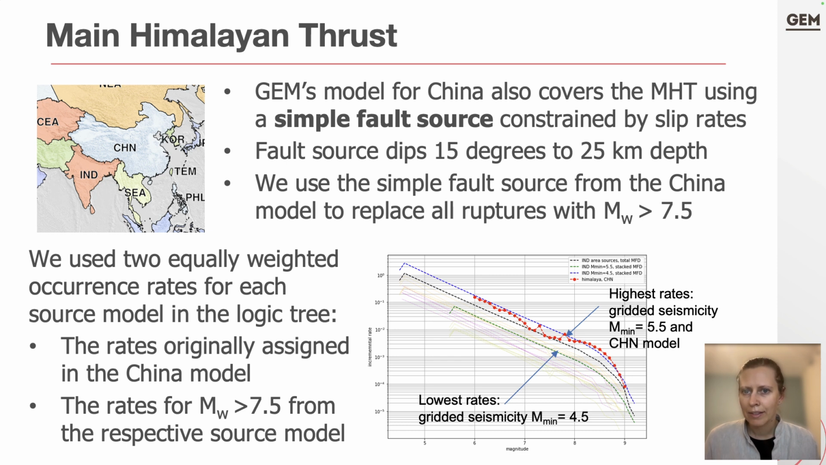We used this simple fault source from the China model to replace all of the ruptures with magnitudes larger than 7.5. And so for each of the source models in the logic tree, we actually used two different versions of this source, and we equally weighted them in the logic tree. We always used the same geometry, but we used two different sets of occurrence rates. The first one were those that were originally assigned in the China model, so this would be a tectonically constrained instance. And then in the second one, we used the rates that were assigned to other sources in the India model, and we simply moved them from the area sources onto the fault sources.